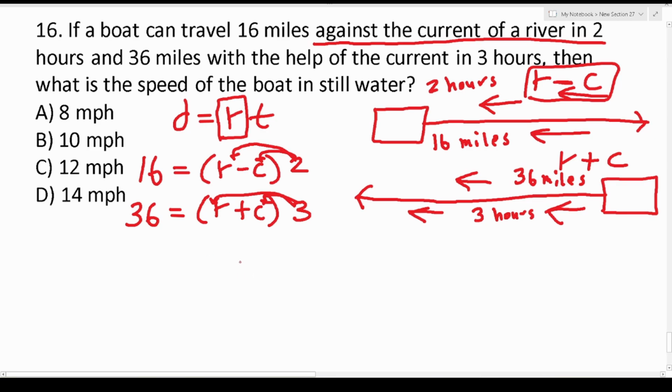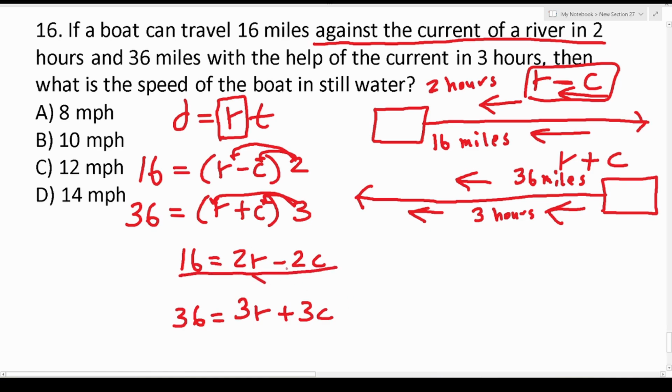So let's do that. This becomes 16 equals 2 times R is 2R. 2 times negative C is negative 2C. And likewise, this becomes 36 equals 3 times R, which is 3R, 3 times C, which is plus 3C. Let's get rid of these 2's and 3's. I could divide everything by 2 here, and my pen's starting to die on me, to get rid of the 2's in all this problem. And likewise, I can divide everything by 3 to get rid of the 3's here.